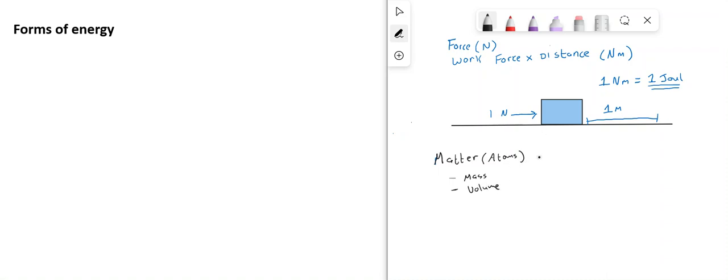So if you look, for example, at any object in the room, like a chair, that chair is made up of trillions of atoms, and it has mass. If you were to put it on a scale, it would give you a mass, and it also takes up a definite amount of space. You can think about matter as the building blocks. And then you have this thing called energy.